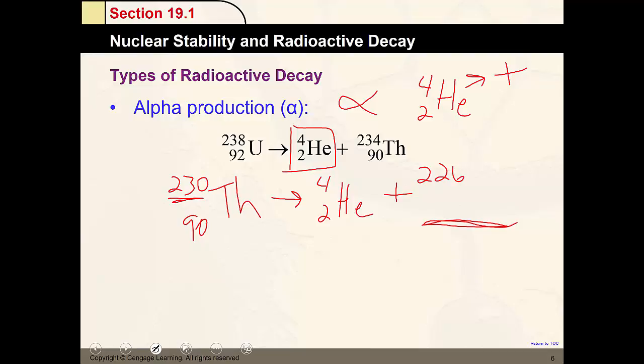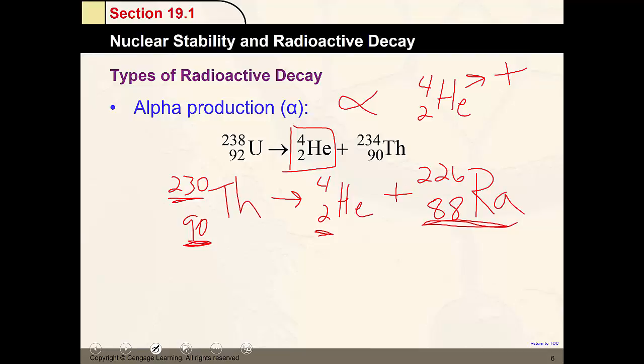And then for the atomic number, we have an atomic number of 90 on the left side. So on the right side, we want the overall atomic number to add up to 90. So 2 plus what equals 90? That has to be 88. And then you find 88 on your periodic table. That atomic number represents radium, of which its symbol is Ra.